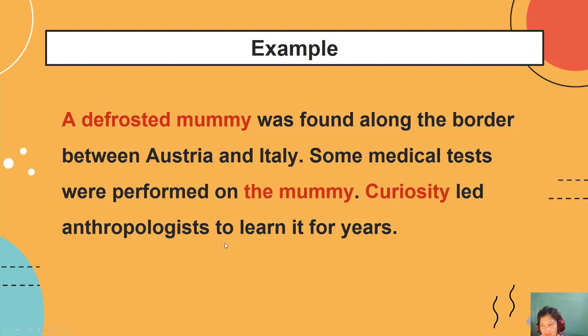A defrosted mummy was found along the border between Austria and Italy. Some medical tests were performed on the mummy. Curiosity led anthropologists to learn it for years. So, a defrosted mummy. It is more general than the mummy. It becomes specific. Which mummy? The mummy here. It is mentioned before. And curiosity, it is more general. Any curiosity. It is not specific.